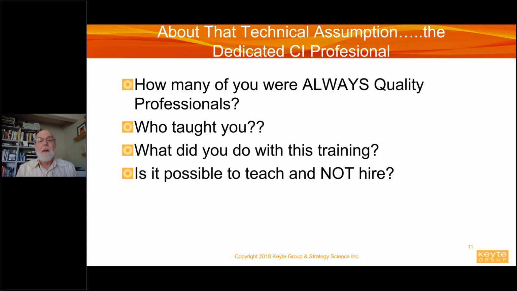The last one is dedicated continuous improvement professionals. And my question to you is, how many of you were always quality professionals forever, since the day you walked out of college? And if not, who taught you?